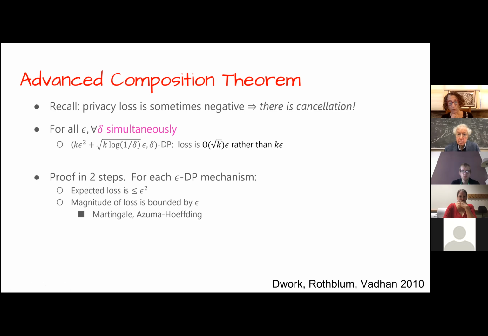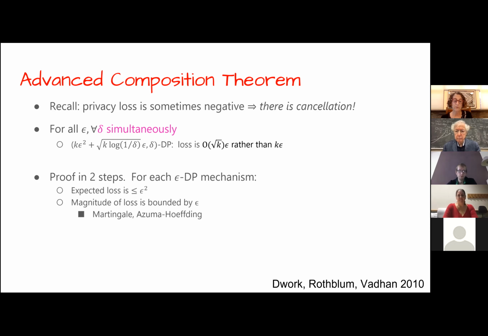And the proof, which we won't go through, basically has two steps. For each of the epsilon differentially private mechanisms, we argue that for any epsilon differentially private mechanism, the expected loss is bounded by epsilon squared. Actually, the original bound we had was 2 epsilon squared, that was improved by Kairouz, Oh, and Viswanath. So the expected loss at each step is at most epsilon squared, and the magnitude of loss at every step is bounded by epsilon because it's differentially private.